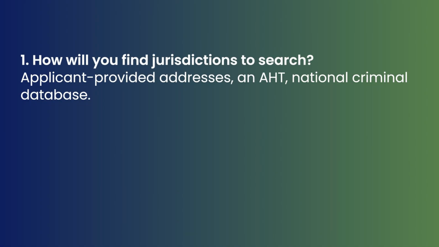Number 1, how will you find jurisdictions to search? All right. Now you remember we've learned all of this. The options: the applicant provides the address, or you use an address history trace, or a national criminal database, or all 3 of these to get good information. Address history traces are from credit bureaus, and remember, it's from Experian or others like them, and they are gold, showing you every county someone's lived in. Databases flag those jurisdictions that someone may not have lived in. You use a combo for max coverage.